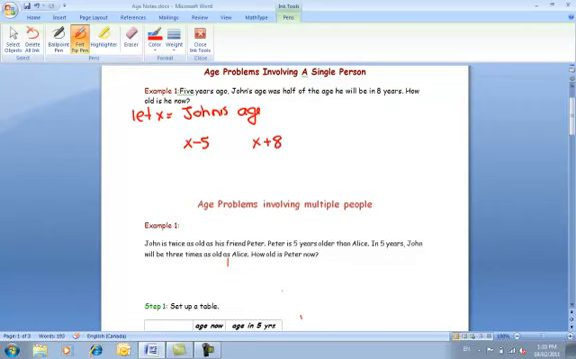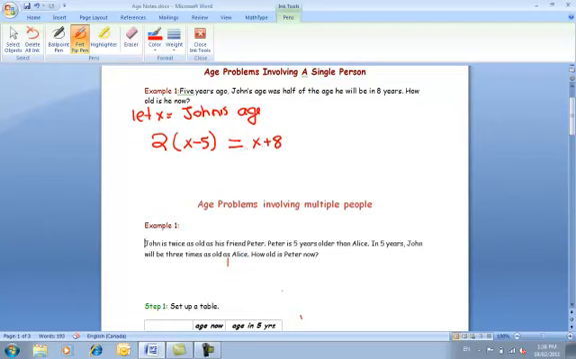So if this is half of what this is going to be, we either have to divide this part by 2 or multiply this one by 2. Once I've set it up, I always go back and reread the question to make sure I'm on the right track. So 5 years ago, x minus 5, John's age is half the age. So if this is half, I need to double it in order to equal the age he will be in 8 years.